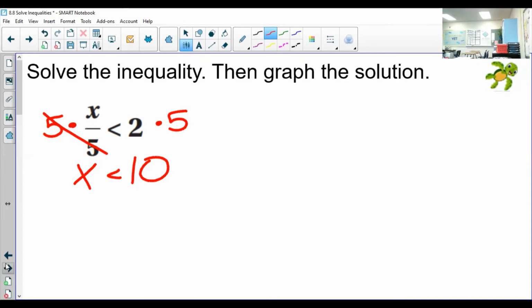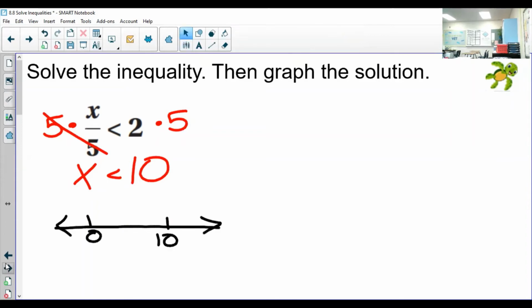The directions also say to graph. So we are going to go ahead and do that. 0 and 10. Just a plain less than is an open circle, and I want everything less than that. And those two things would be the answer right there.